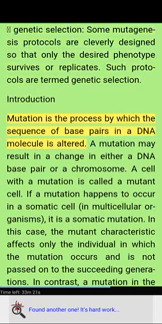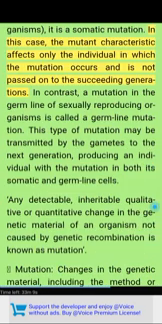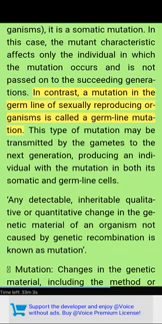Introduction. Mutation is the process by which a sequence of base pairs in a DNA molecule is altered. A mutation may result in a change in either a DNA base pair or a chromosome. A cell with a mutation is called a mutant cell. If a mutation occurs in a somatic cell in multicellular organisms, it is a somatic mutation. In this case, the mutant characteristic affects only the individual in which the mutation occurs and is not passed on to succeeding generations. In contrast, a mutation in the germline of sexually reproducing organisms is called a germline mutation. This type of mutation may be transmitted by the gametes to the next generation, producing an individual with a mutation in both its somatic and germline cells.